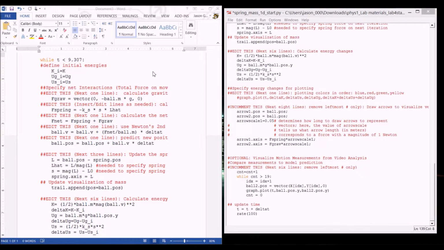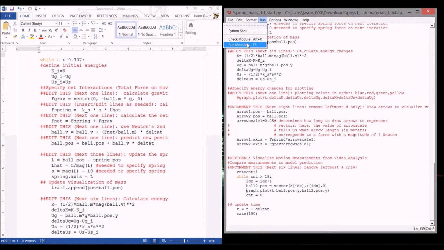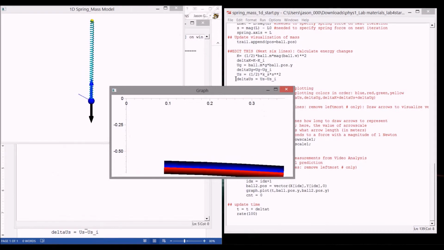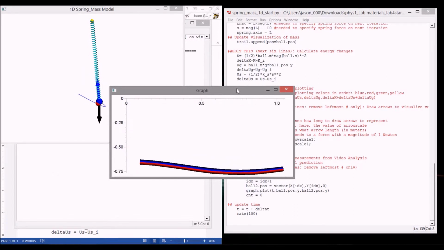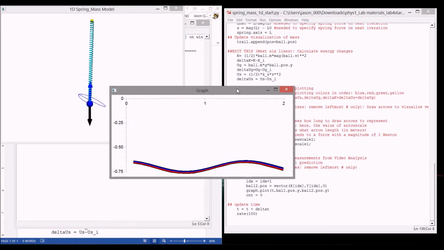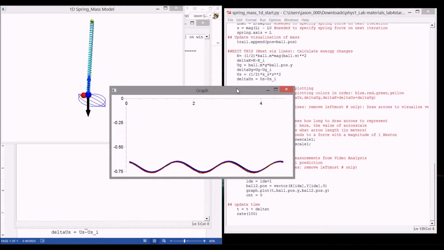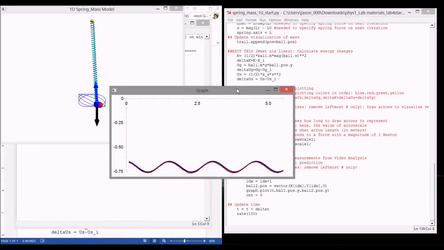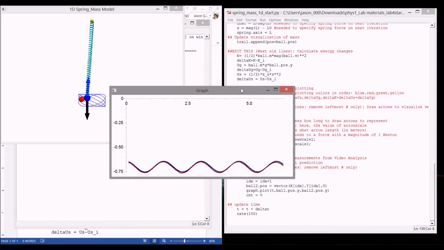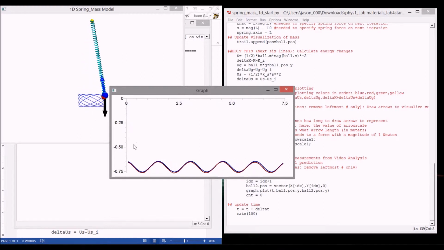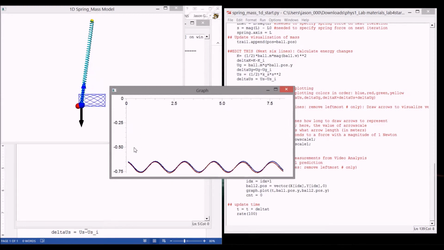Now, let's run the program with the intention of comparing the observed motion in Tracker to our model. If we look at the red ball, it represents the observed motion of the mass from Tracker. This graph shows the observed motion versus the predicted motion. As you can see, the model predicts the motion fairly well. A better prediction could have been made by making more careful marks in Tracker. Here, the x-axis represents time, while the y-axis represents the position of the mass.